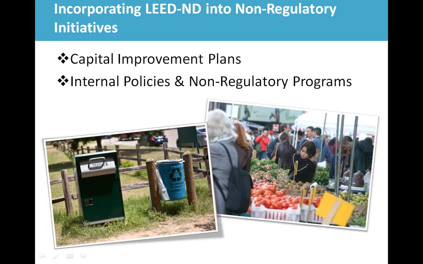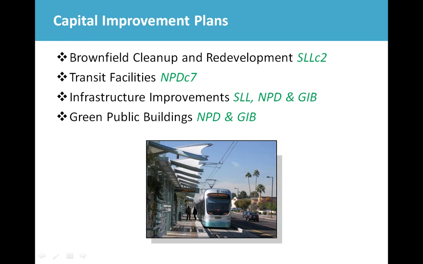Finally, I briefly want to review the manual's last 2 sections, which cover non-regulatory initiatives municipalities can use to achieve and encourage sustainable neighborhood development techniques that they can't or don't want to address through regulations. These initiatives include capital improvement plans as well as internal policies and municipal programs. Sometimes a local government wants to retrofit, renovate, or install infrastructure or facilities that will contribute to a neighborhood's sustainability, but can't impose these costs on developers.